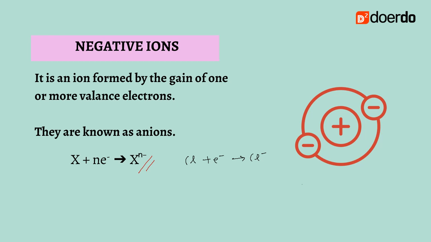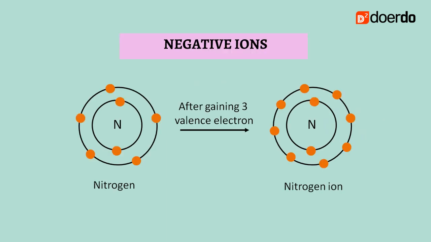If you were to look at a separate example, let's say that of oxygen, oxygen will instead gain 2 valence electrons to form a O2 minus ion. Negative ions are formed after gaining valence electrons, and here's another example in diagrammatic form. Nitrogen will gain 3 valence electrons to form a nitrogen ion.